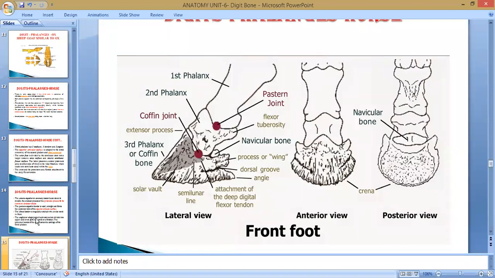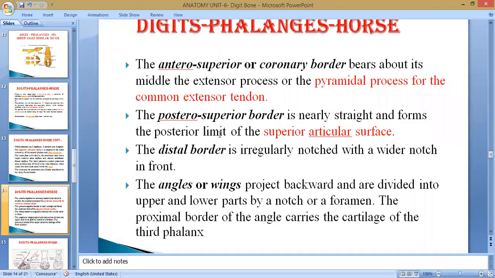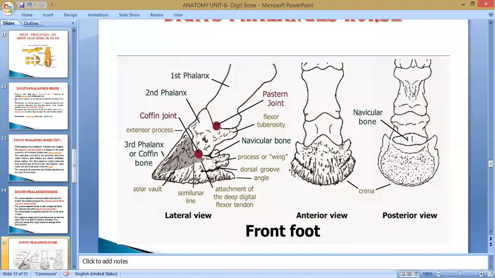Okay, so he's saying the posterior or superior border is nearly straight and forms the posterior limit of the superior articular surface. The distal border is irregular, notched with a wider notch in front. This is the distal border. It is irregular from here to here, and somewhat there is a notch, not in the form of a smooth or regular border.